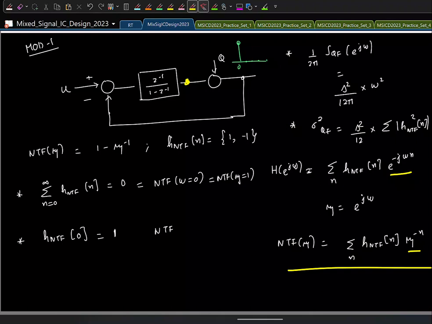Now look at this and tell me, if I were to get only the first sample, what will I do here? No, here n is not a variable to you, right? The only variable available to you is z. What will you do to z so that I can get the first sample alone? If I expand the sum from n equal to 0 to infinity, I get h of 0, plus h of 1 z to the power minus 1, and so on. Now look at this and tell me what can I do to z. I'll have to tend z to infinity, right?